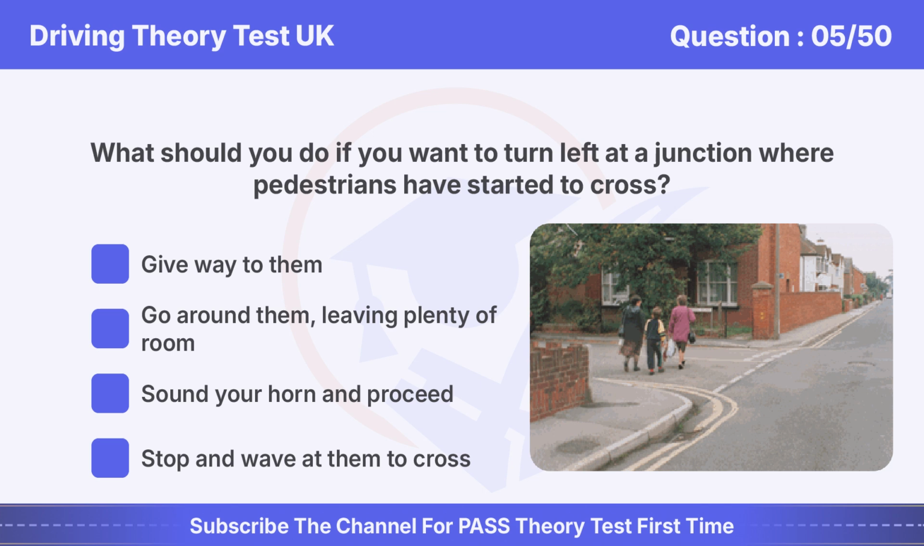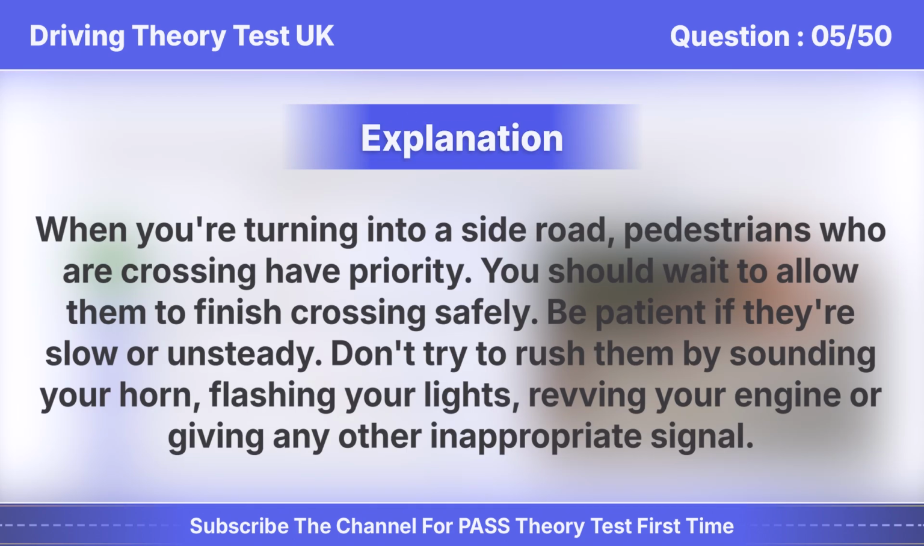Question 5. What should you do if you want to turn left at a junction where pedestrians have started to cross? Answer is A. Give way to them. When you're turning into a side road, pedestrians who are crossing have priority. You should wait to allow them to finish crossing safely. Be patient if they're slow or unsteady. Don't try to rush them by sounding your horn, flashing your lights, revving your engine, or giving any other inappropriate signal.